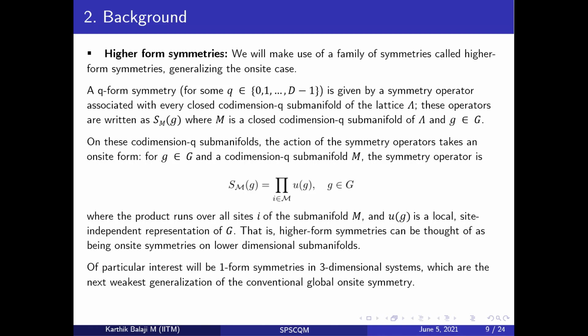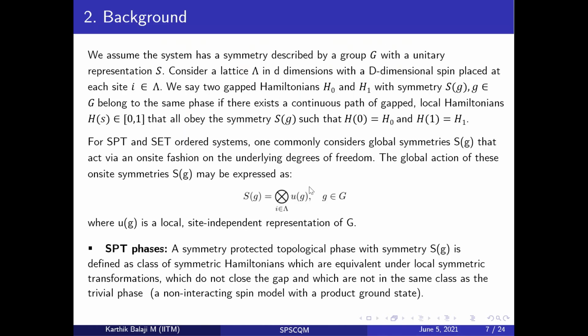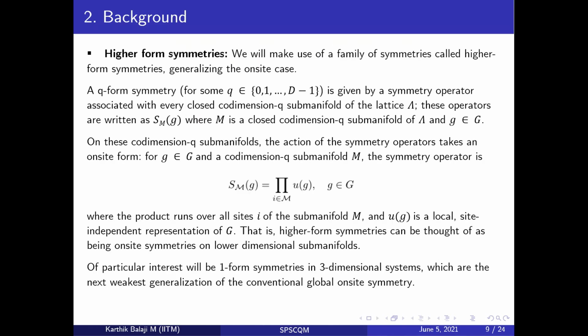We'll be making use of these higher form symmetries for the future topics. A Q-form symmetry is given by a symmetry operator associated with every closed codimension Q submanifold of the lattice lambda. And the symmetry operators are given by this equation over here. You can see that it's similar to the equation that we had for describing the symmetry operators of the SPT and SET ordered systems. And of particular interest for us in this paper will be one-form symmetries in 3D systems, which are the next weakest generalization of the conventional global onsite symmetry.